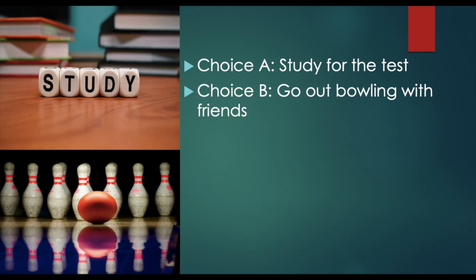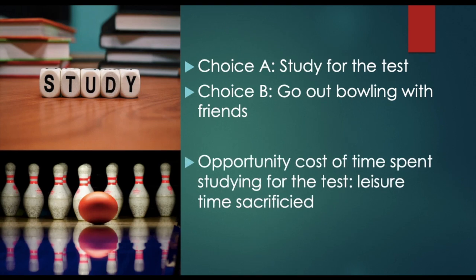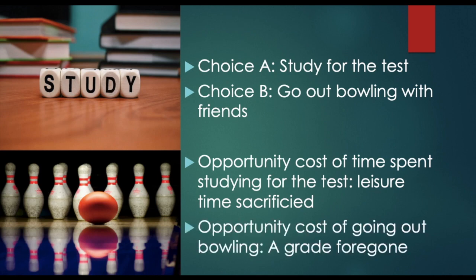You have to appear for a test tomorrow and you have two choices currently: either to study for the test or to go out bowling with friends. If you choose to prepare for the test, the opportunity cost of that time spent studying would be the leisure time that you could have enjoyed had you been bowling with friends. However, if you choose option B, which is to go bowling instead, the opportunity cost is going to be the A grade that you could have earned if you had studied for the test. Hence, the opportunity cost of the selected option will be the value or the benefit of the option foregone.